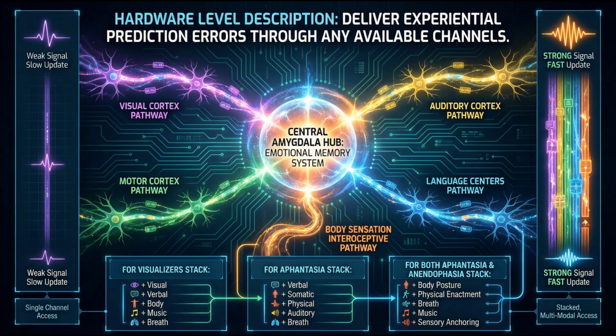Multi-channel stacking. Here's something that applies to everyone, whether you visualize or not. Using multiple channels simultaneously creates stronger prediction errors than any single channel alone. This is because each channel recruits different neural circuits that converge on the amygdala and emotional memory systems. More convergent input means a louder signal. A louder signal means a faster update.